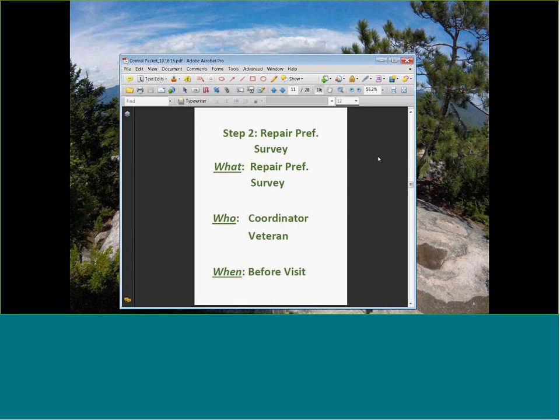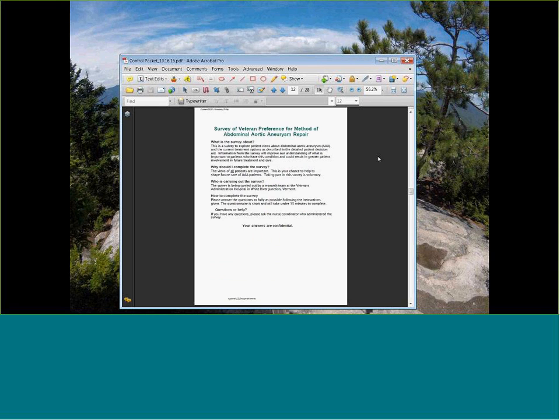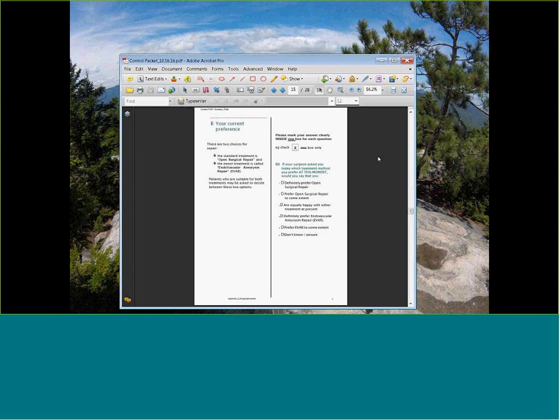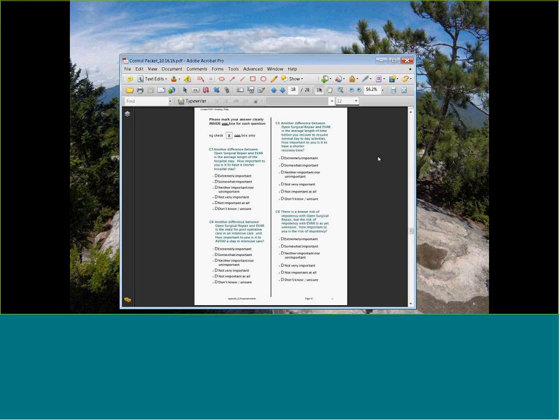Step 2, the Repair Preferences Survey. The Preferences Survey is also printed for you as part of the packet, and you can review that 12-page document as part of this process as well. Who participates in this part of the process? Again, this is the coordinator and the veteran, and as for the when, we hope this can happen before the veteran sees the physician in the consultation. The 12-page survey is shown here as part of the video.